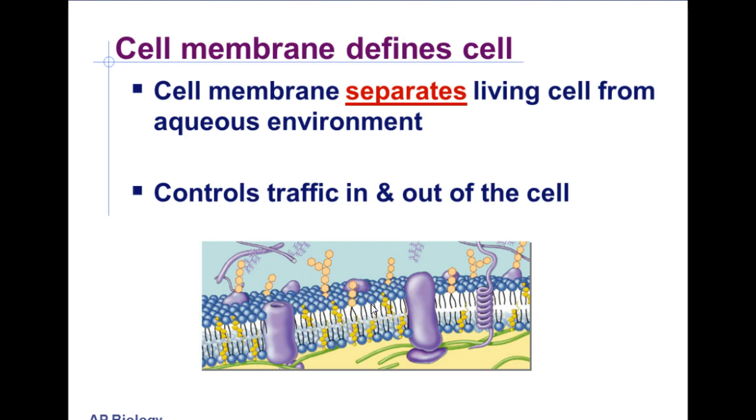Next function is what we just mentioned. The membrane controls what gets in and out of the cell. Some substances like water cross easily, while others like fats do not.